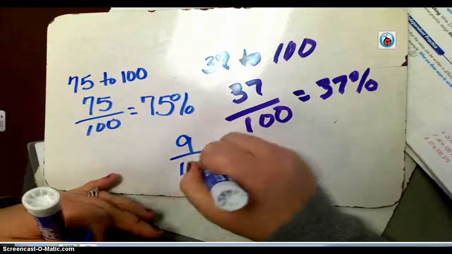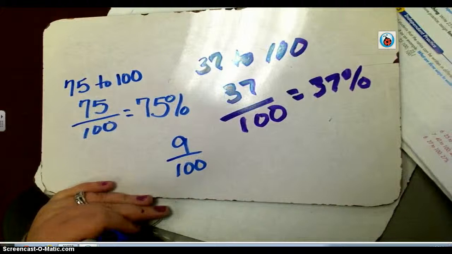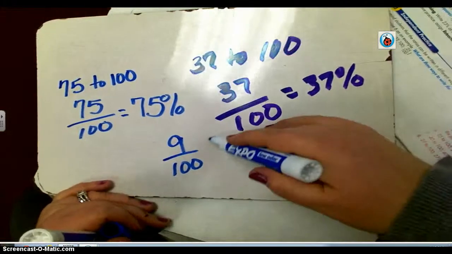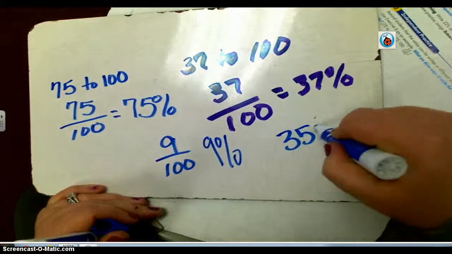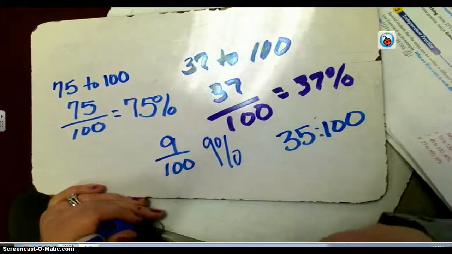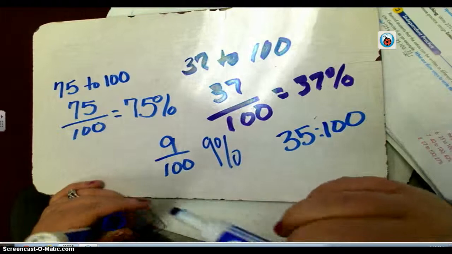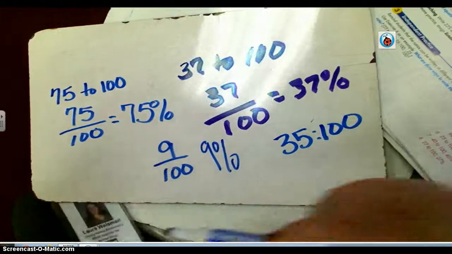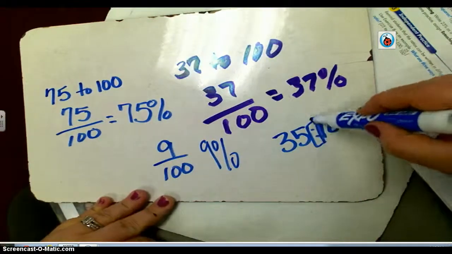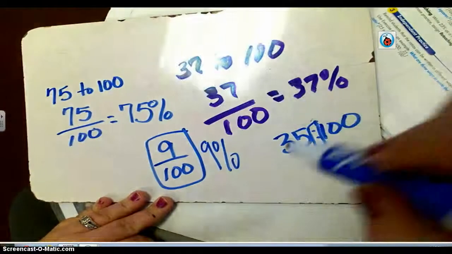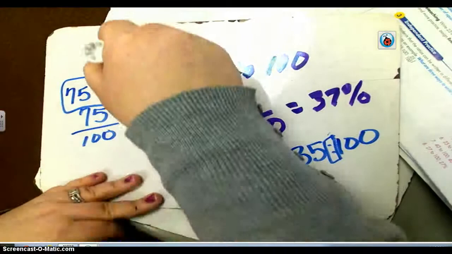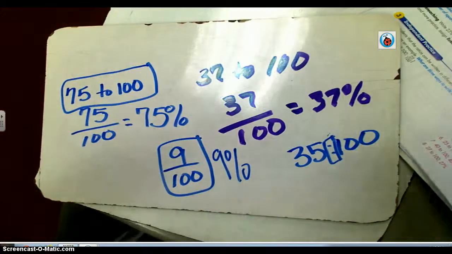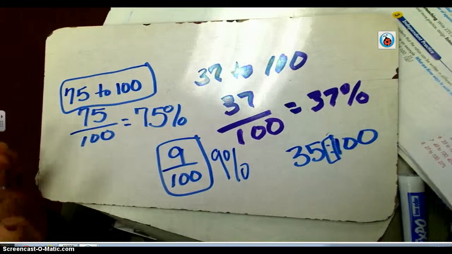Okay? So if I give you something like 9 over 100, you can tell me what percent that is, right? 9%, right? Okay? If I give you something that looks like, can you write that as a percent? 35%. Okay? So it does not matter if I write it in ratio form, fraction form, okay? As long as you realize, or I could write it as words, 75 to 100. Either of those I can convert into a percent. Okay?